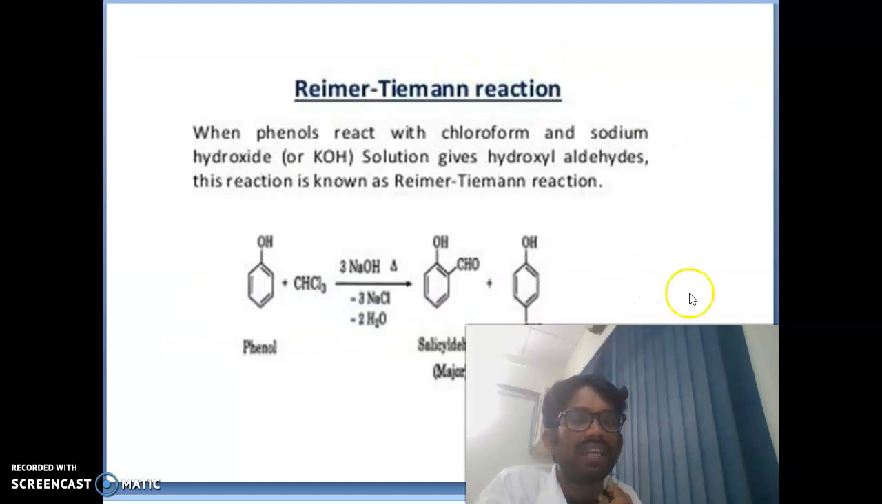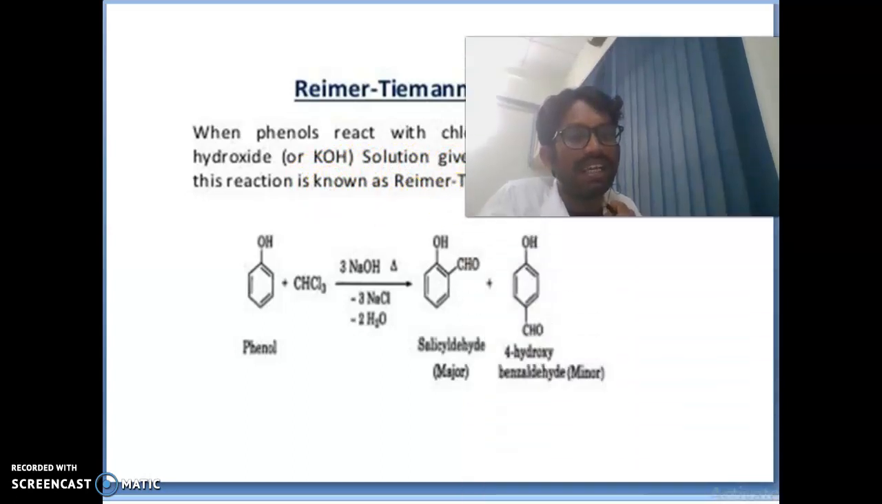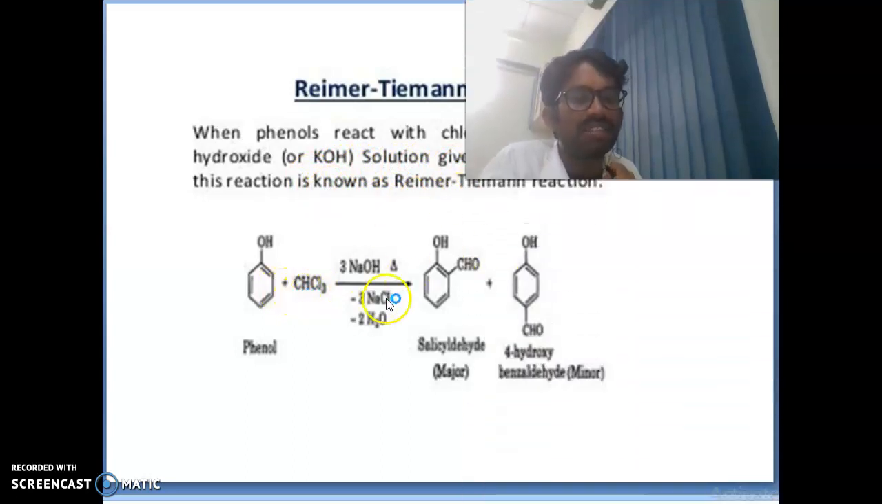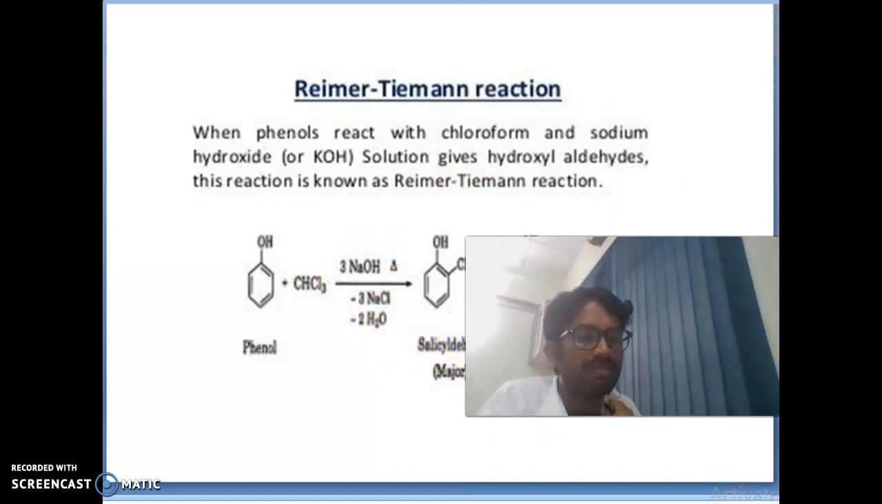Next one, the Reimer-Tiemann reaction. When phenol reacts with chloroform in sodium hydroxide or potassium hydroxide solution, it gives hydroxy aldehydes. This reaction is known as the Reimer-Tiemann reaction. Phenol reacts with CHCl3, NaOH and H2O, giving salicylaldehyde as the major product and 4-hydroxybenzaldehyde as the minor product.